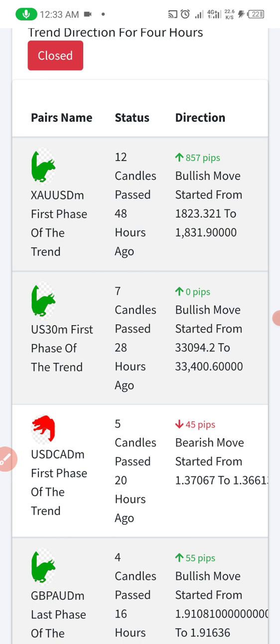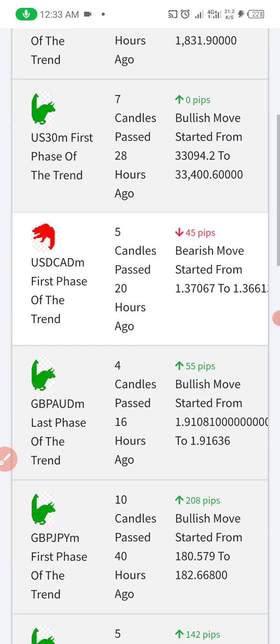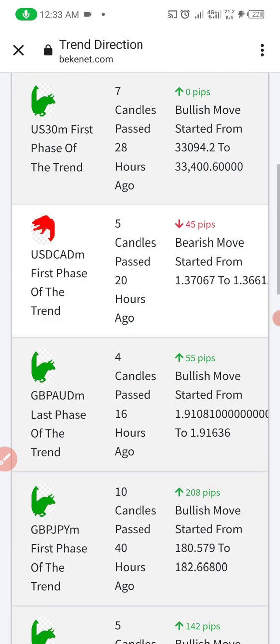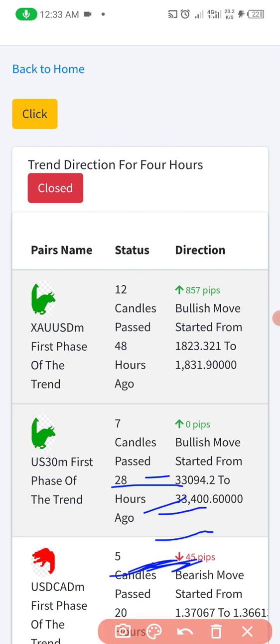It will give me a summary of what is happening on this particular market as it is now. It's going to give me a summary of everything that is happening. As you can see, the green logo here signifies bullish, the red signifies bearish. So once you see this, you know it's bullish. Once you see this, you know it's bearish.